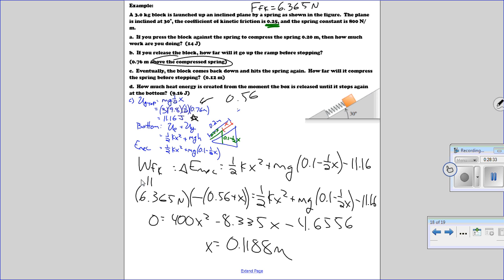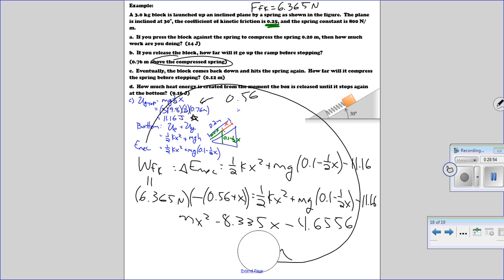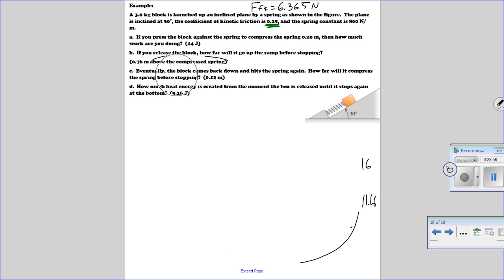Finally, part D says eventually the block comes back down. Oh, no, sorry, D rather. How much heat energy is created from the moment the box is released until it stops again at the bottom? There are two ways of doing this, so let me erase the board here. How much work is done by friction? Option one.